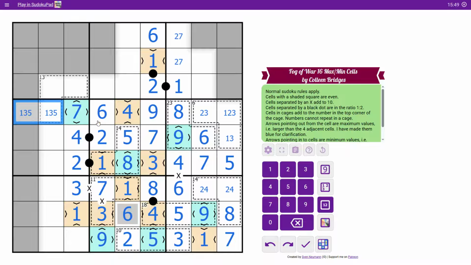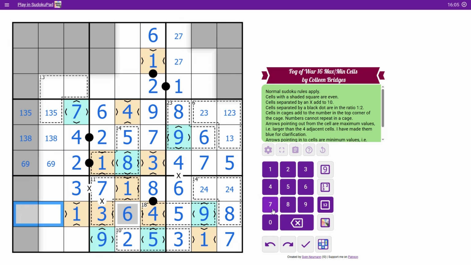6, 7, 8, 9, that's all that's missing there. This one has to be 1, 3, 5 and an 8. And this one has to be 1, 2, 3, 4, 5, 6 and a 9. I'll put these ones in while I'm at it, I guess.